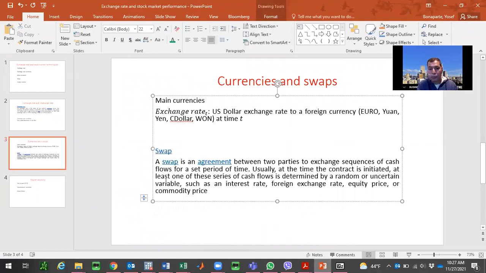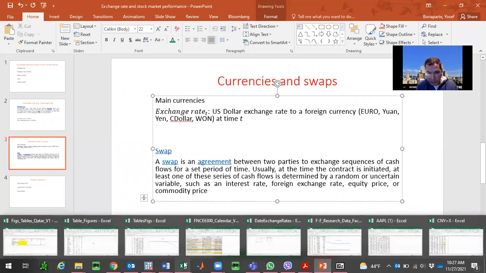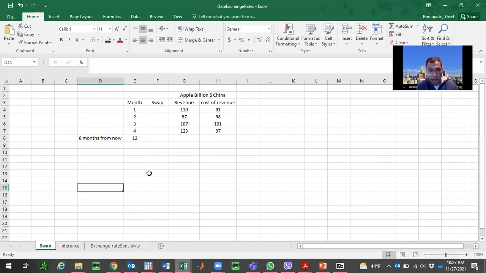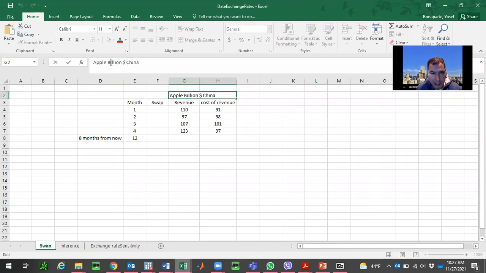So now, swap. What is that swap? Why do we care about it? Here's an Excel file that I will attach for you. Here is an example for Apple, $1 billion in revenue in China. That's monthly data, in millions. They have a revenue of 110 in one of the months, January, let's say, and cost of revenue is 91 million.